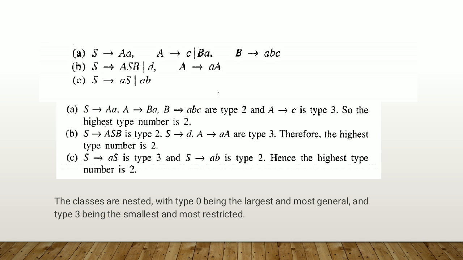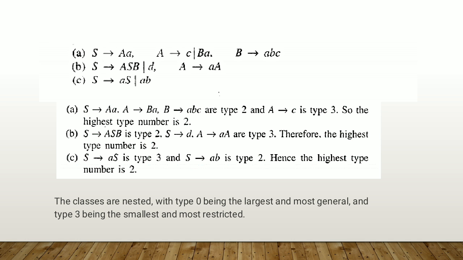So the highest type number is 2, because we have already seen in the previous video that type 0 is the highest level of grammar and type 3 is the lowest level of grammar. So the highest type of grammar here is 2.